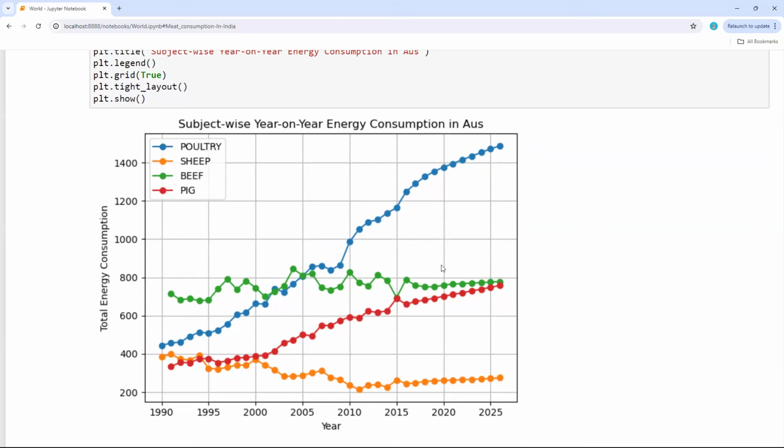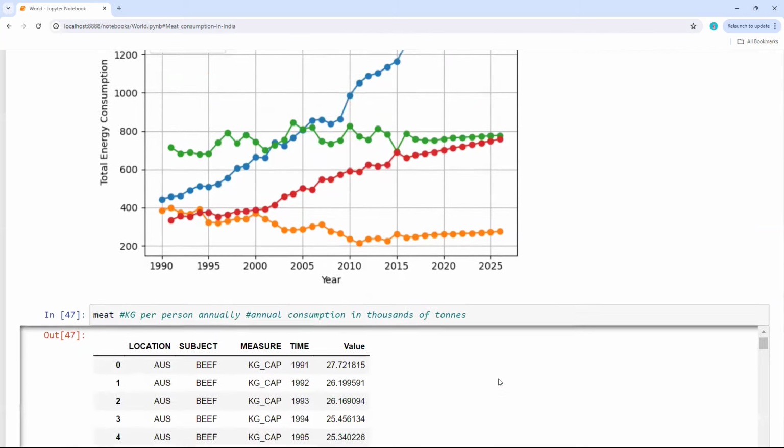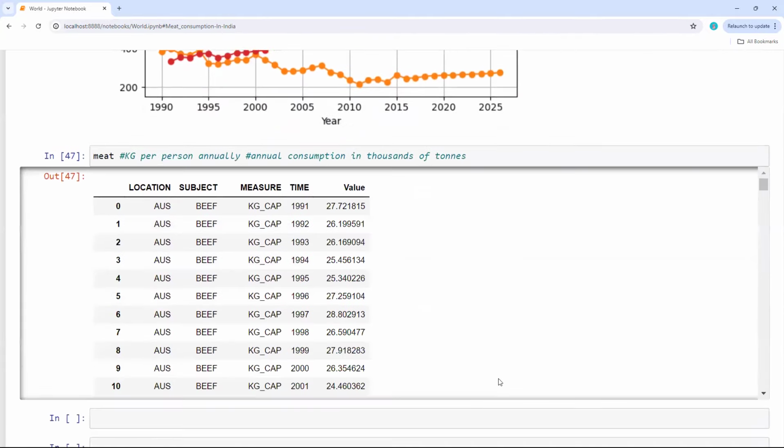So here the data shows that poultry has been increasing. In the 1990s it is around 500 or 450, something like that, then exponentially increased. So in 2025 it's around 1500. The poultry industry is developing in Australia, whereas sheep production has been decreasing. In 1990, sheep production was high, nearly 400, and it has decreased. Now the production is at 250, I guess, 250 or 300. So this is the data for meat consumption in Australia.